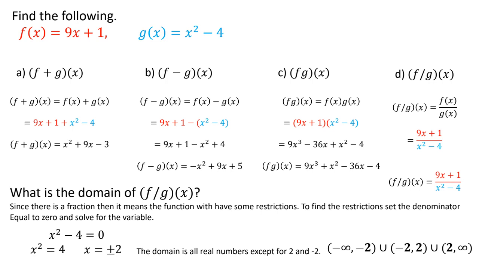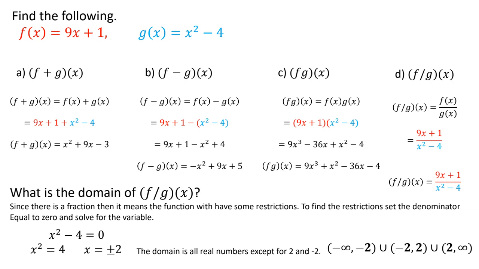So when I do this, I'm going to add 4 on both sides and get x squared is equal to 4. Then I'm going to take the square root of both sides. And I'm going to see that x is equal to plus or minus 2. So these two values I cannot use because I'm going to get a 0 on the denominator. So the domain of this function in interval notation is from negative infinity to negative 2, union negative 2 to 2, union from 2 to infinity.